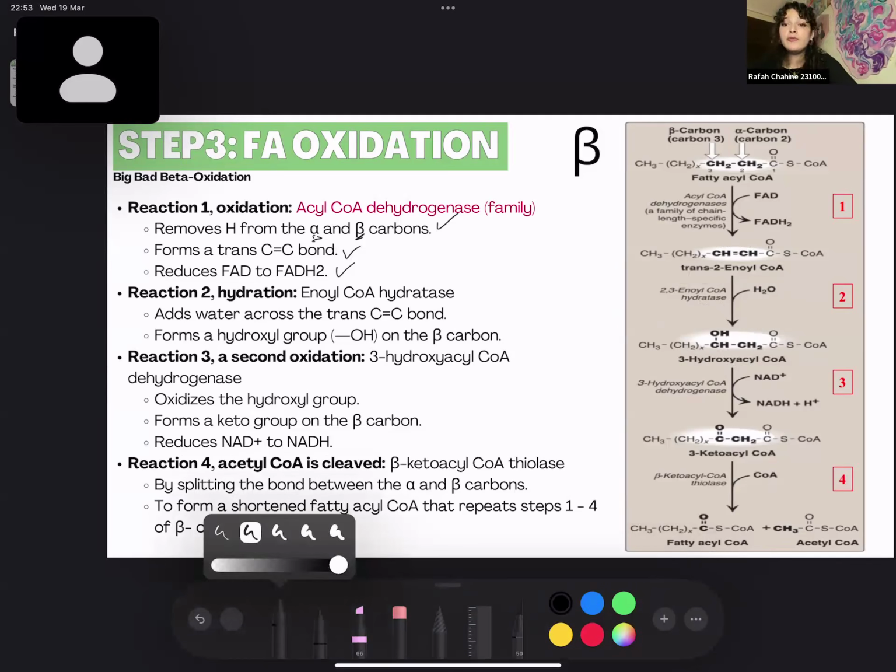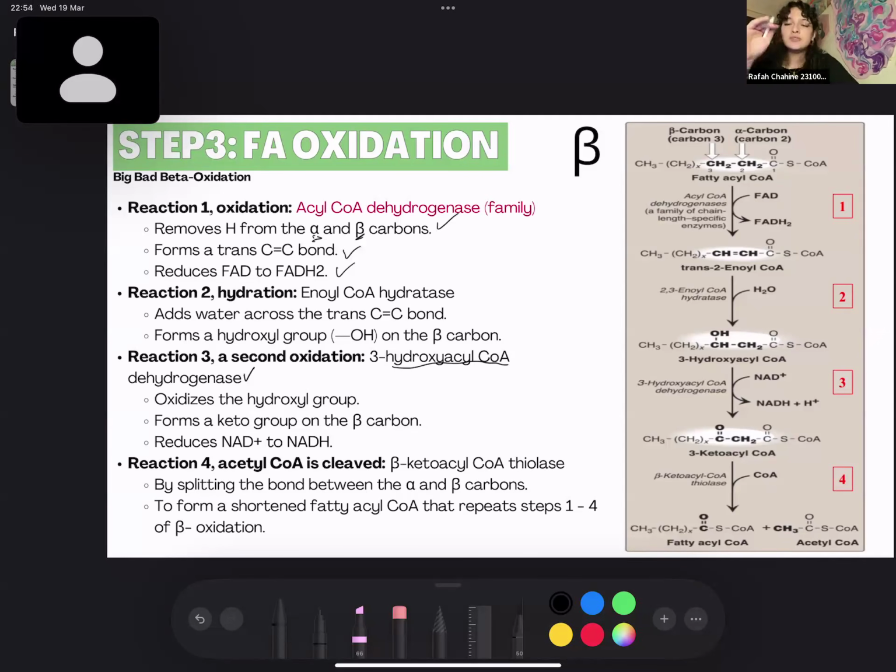Now, to start off reaction number 3, I haven't fact checked this, but I'm pretty sure reaction number 3 is why this is called a beta oxidation, because we are oxidizing what is on the beta carbon, okay? So in order to do that, we are going to use this enzyme called 3-hydroxy-acyl-CoA dehydrogenase. Again, this is an oxidation reaction, a second oxidation reaction. So we are going to use a dehydrogenase enzyme.